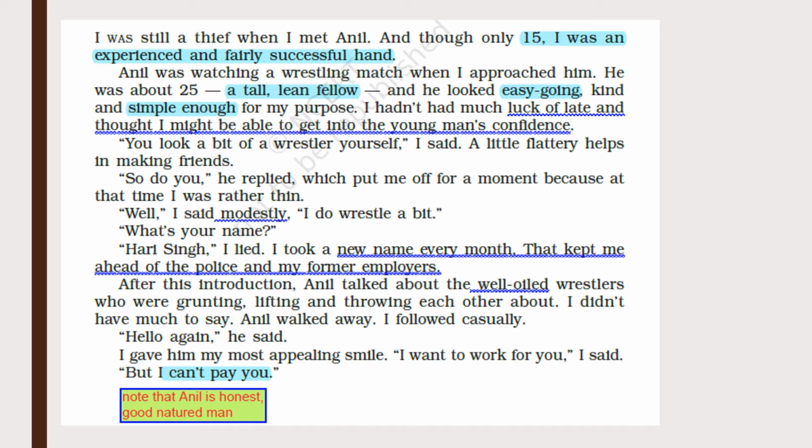I hadn't had much luck of late and thought I might be able to get into the young man's confidence. He said I was very unlucky recently, though I wasn't very rich, I wasn't doing good as a thief. So I thought maybe I can win his confidence. Maybe he won't be able to judge that I'm a thief actually. So he thought he must try.